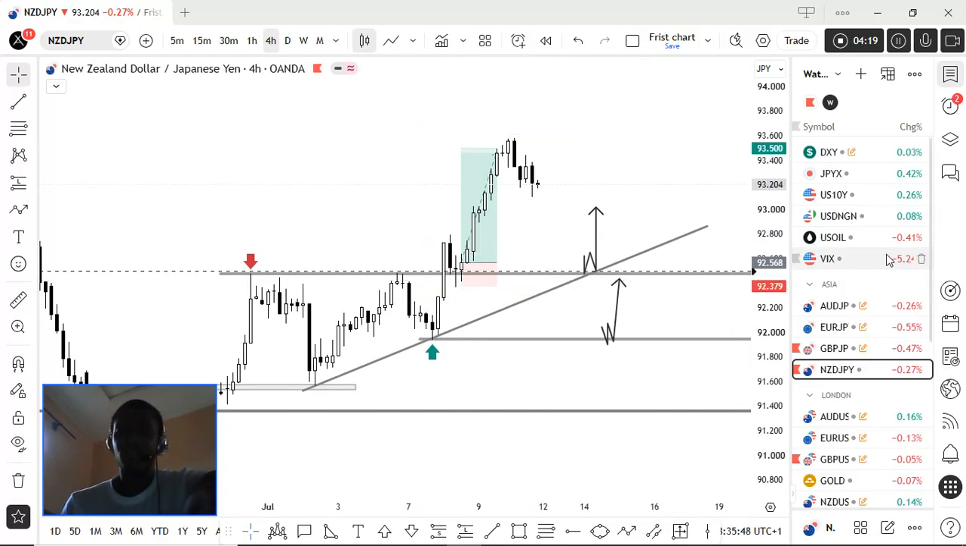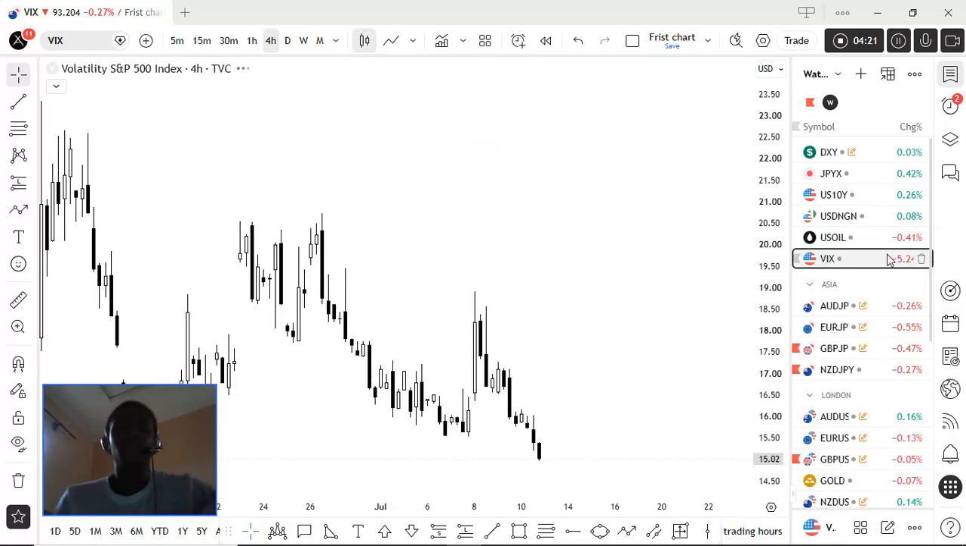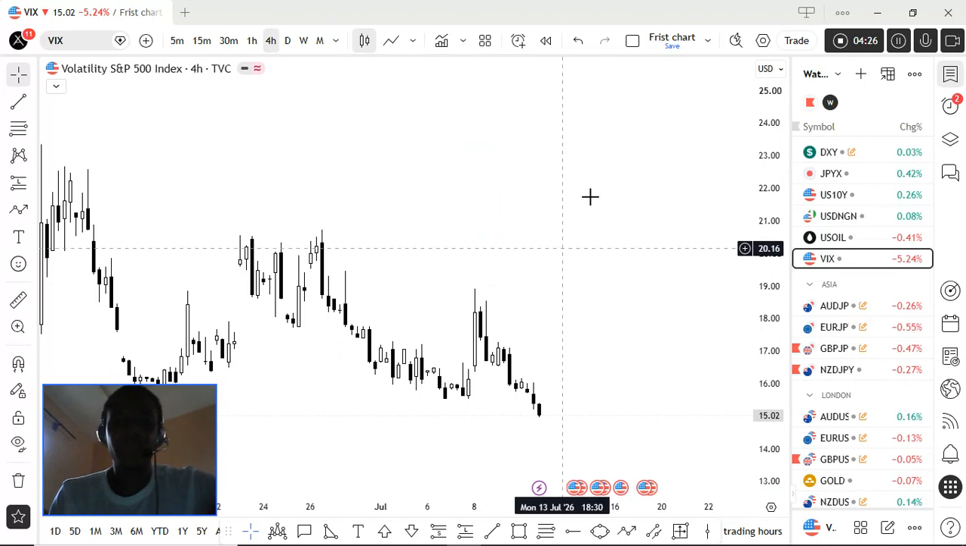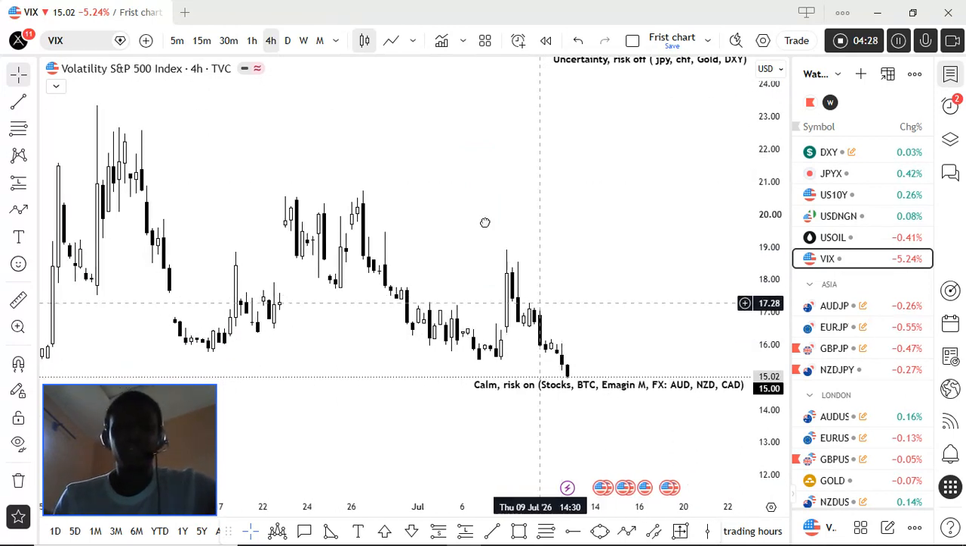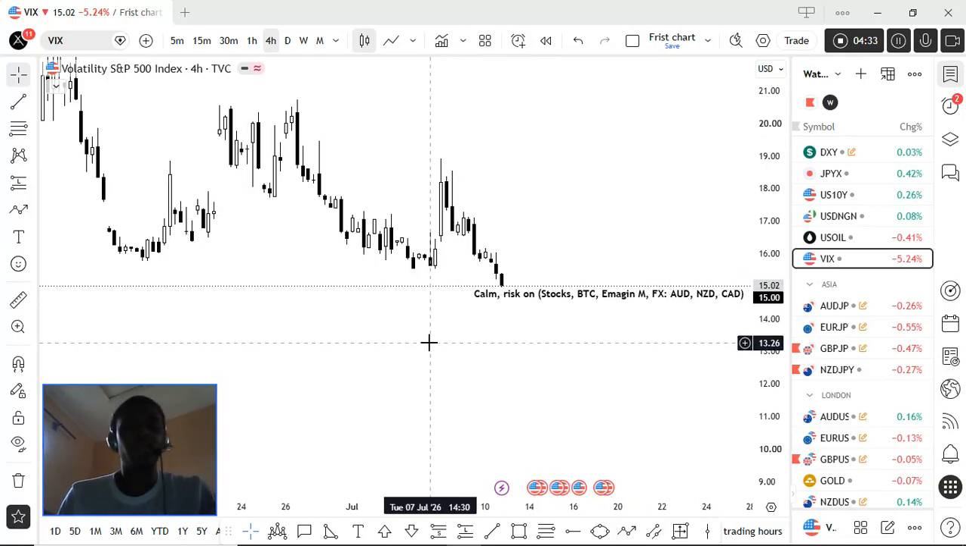The reason why we're going for JPY pairs at this moment is if you go to the VIX, you see that we're in a calm environment. Look, we're at 15. This is a very calm environment. This is a risk on environment for investors to trade. There are some asset classes that move well during a risk on environment, and some that move well during a risk off environment. So lucky enough, the pairs that trade against the JPY are going to have momentum during this period.